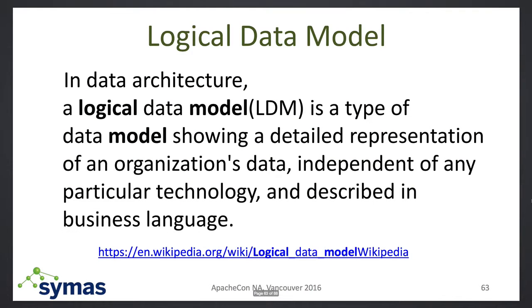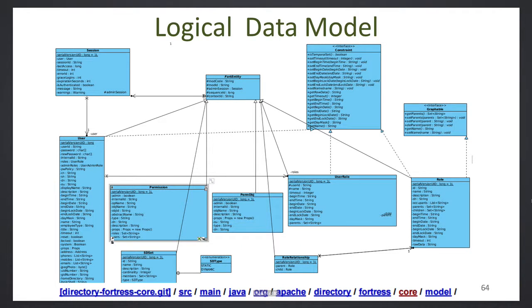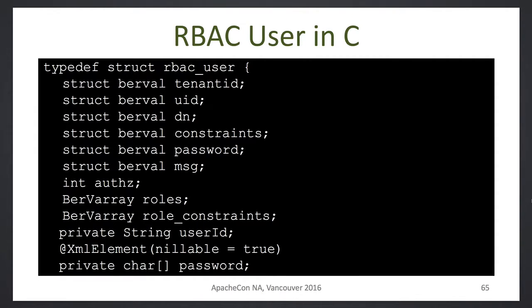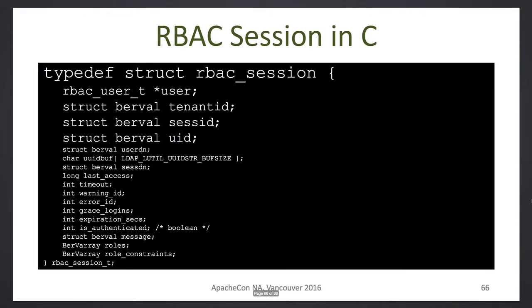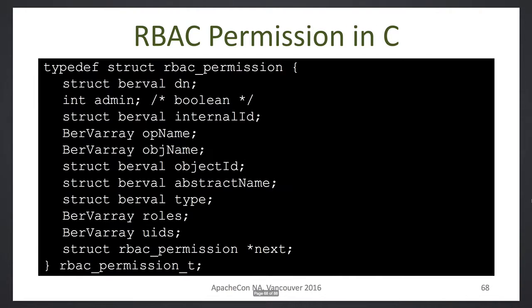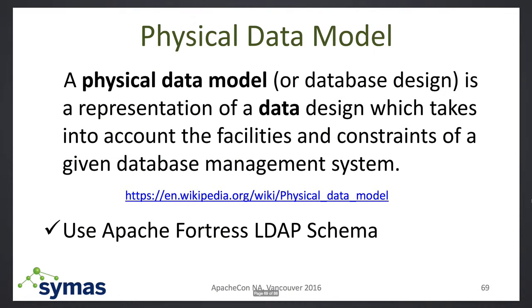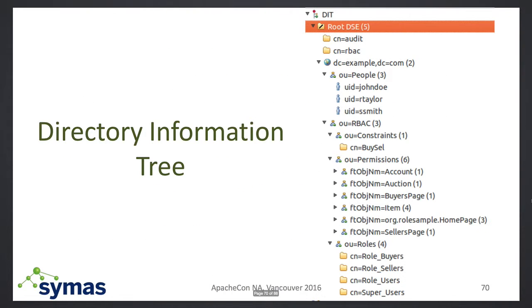Logical data model, it's using the Fortress logical model. So we had to do that in C. We had to create these data structures in C to run in OpenLDAP. And the physical data model is going to be the Fortress physical data model, which is all this stuff stored in a directory. So this is the policy, an example of the policy. And I don't know if you guys can read that. But just think of users, roles, passwords sitting down inside this tree.